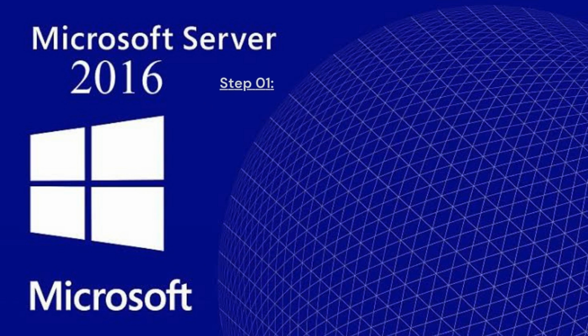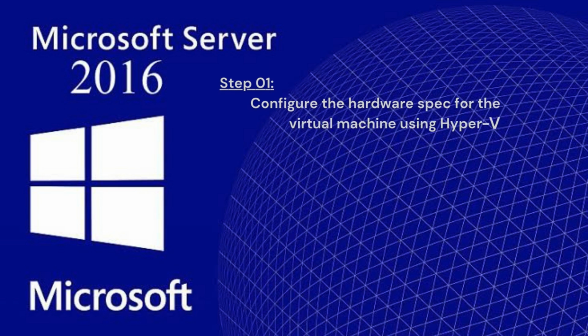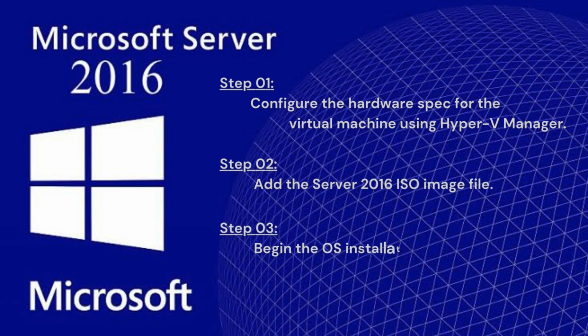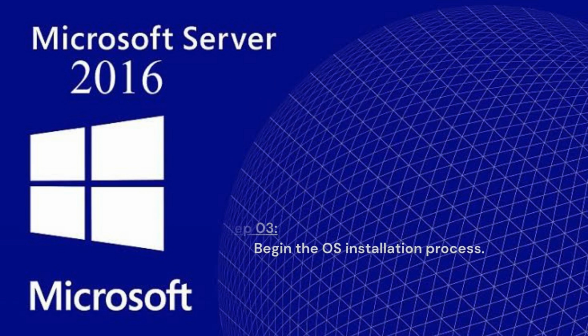Step 1. Configure the hardware specifications for the virtual machine using Hyper-V Manager. Step 2. Add the Server 2016 ISO image file. Step 3. Begin the OS installation process.